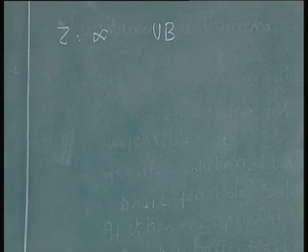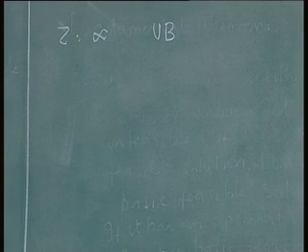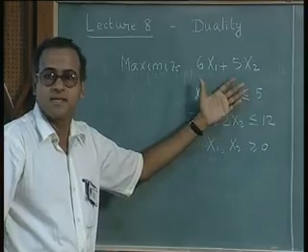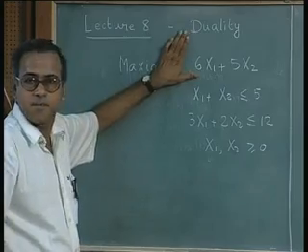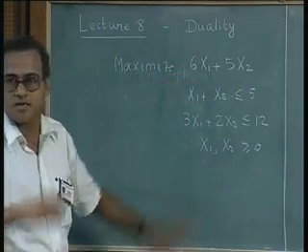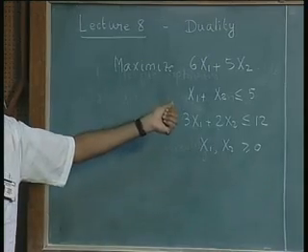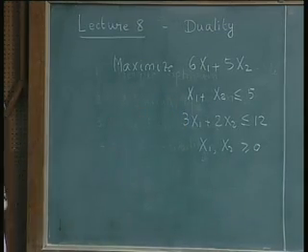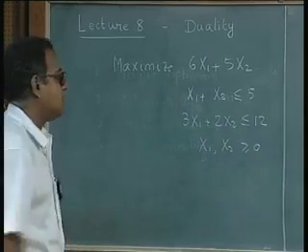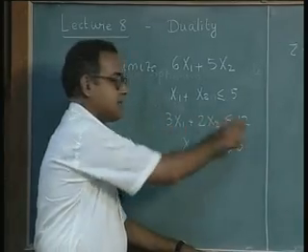Now let us look at other ways of getting better and better upper bounds. For example, if we can look at this problem and confidently say that the z value at the optimum cannot be more than 1000, then 1000 becomes an upper bound to the objective function at the optimum. Now one of the simplest things to do is to multiply the second constraint by 3.